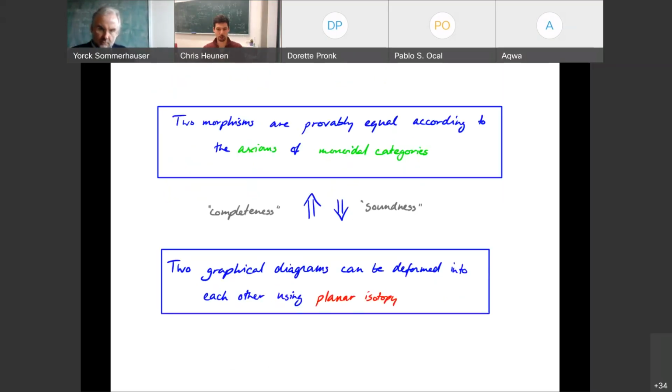So if you have a planar isotopy from the one picture to the other, that holds if and only if the two morphisms that they represent are equal. And the two directions of this theorem are called completeness and soundness. Soundness means that the graphical manipulations are sound with respect to the algebraic axioms. So everything I can do graphically is valid algebraically. And completeness means the other way: everything I can do algebraically, I can also do graphically. So if you put the two together, that says everything you can do algebraically, you can also do graphically, and that's great. So we'll be using this relatively heavily.